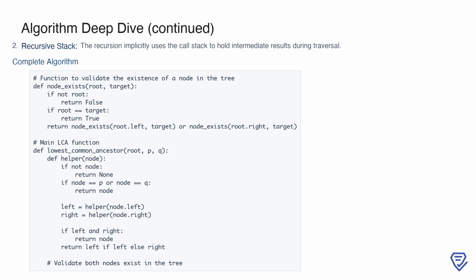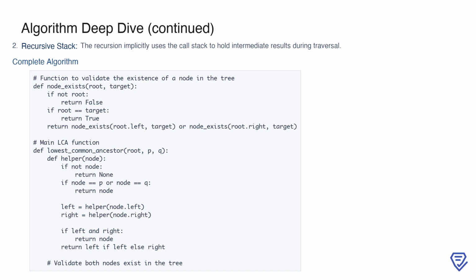To implement the complete algorithm, we start by defining a function to validate whether a given node exists in the tree. This function uses recursion to check if the target node matches the current node or if it exists in either the left or right subtree. Next, we define the main LCA function. Within this function, we set up the recursive helper function.